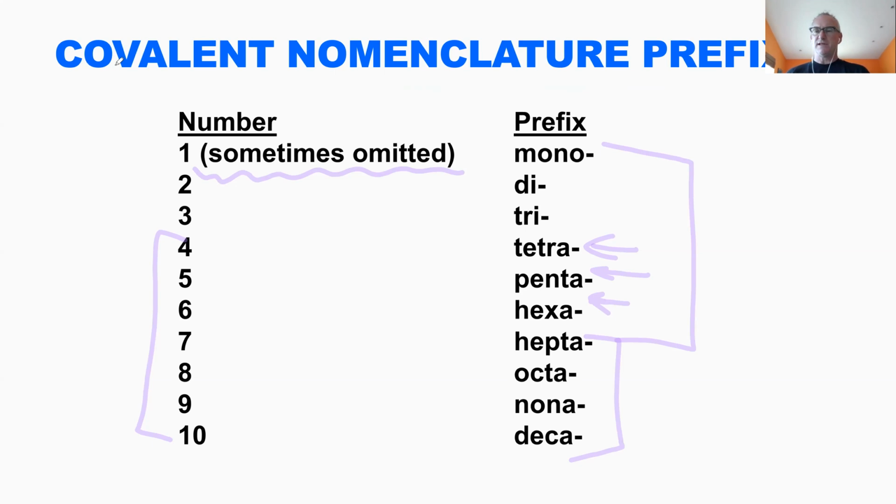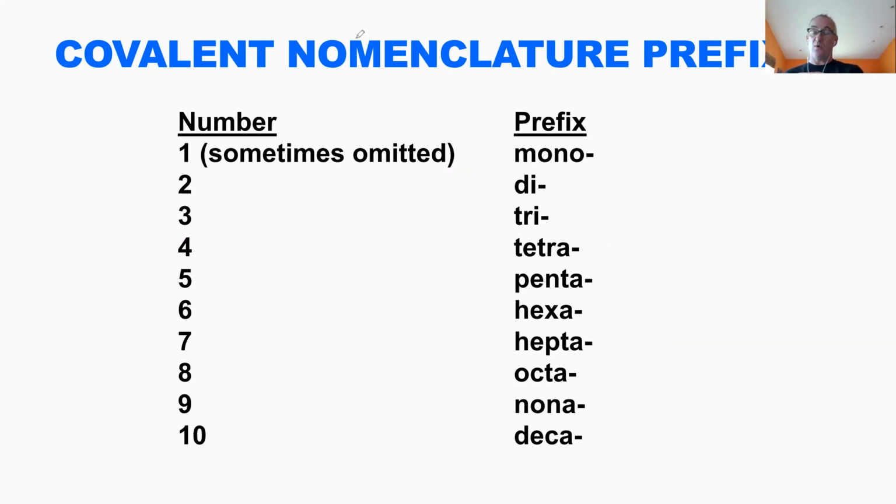We usually omit the mono if it's the first element. So for instance, carbon monoxide, I don't say monocarbon monoxide because you usually just assume that if it's the first element, there's one, unless there isn't. So if I had N2O3, for instance, I would say dinitrogen trioxide. If I just said nitrogen trioxide, it would be assumed that there's just one nitrogen there and there's 3 oxygens, okay?